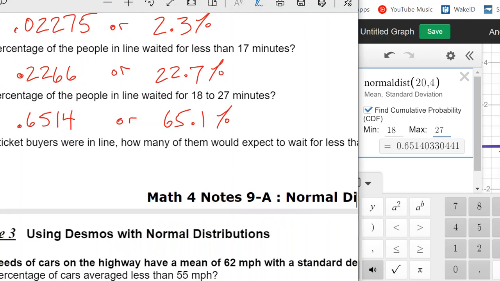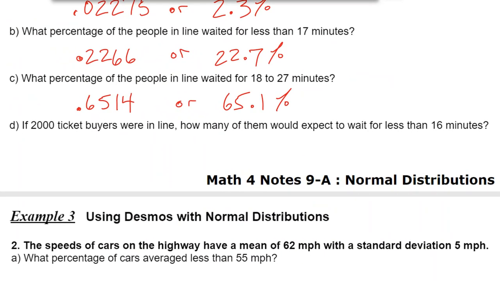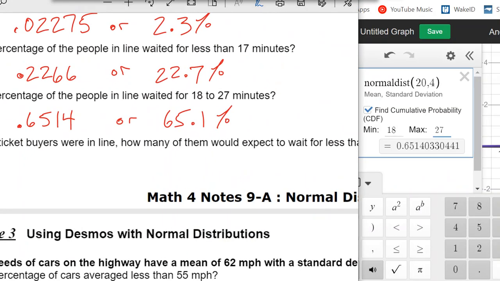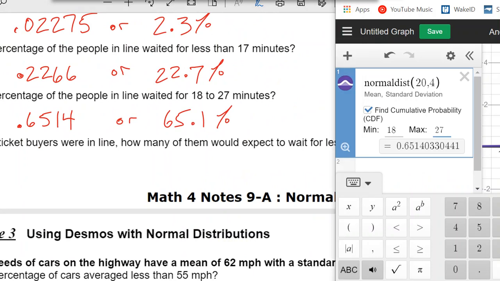Now, this last problem, we're going to need to look at a little bit more closely. 2,000 ticket buyers were in line. How many of them would expect to wait for less than 16 minutes? So it sounds like the first thing we need to do is figure out what is the percent of less than 16 minutes. Well, that guy is going to have to be a negative infinity.